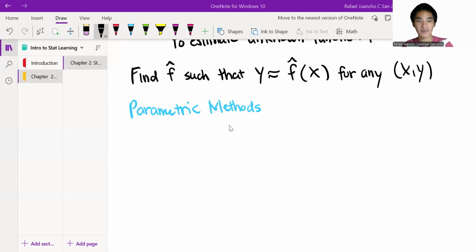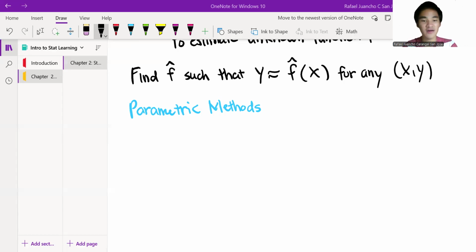And so we're going to talk about parametric methods now. This is where we stopped in the previous video. We're going to talk about parametric and non-parametric methods in order to estimate such a function that can help us predict or infer these things. Okay, so let's talk about parametric methods. Parametric methods actually involve a two-step model-based approach.